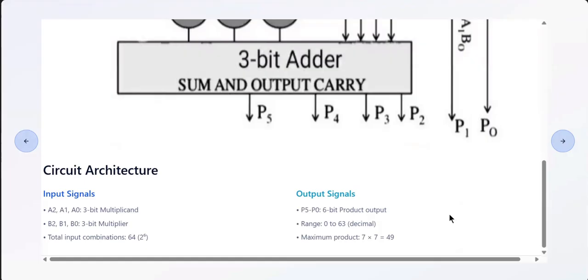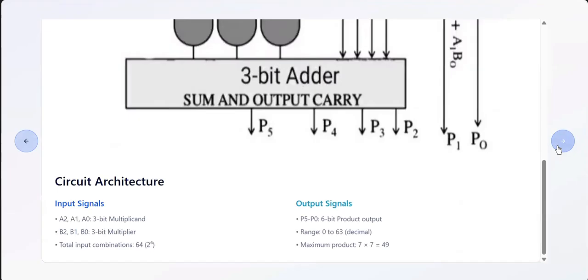3-bit adders sum the shifted partial products. The first 3-bit adder adds the first two partial products, that is A0 times B and shifted A1 times B. The second 3-bit adder adds that result to the third shifted partial product, A2 times B. These adders combine all partial products to form the final sum and carry outputs. The final 6-bit output, P5 to P0, gives the binary product.